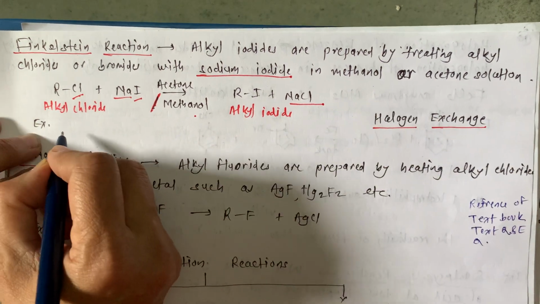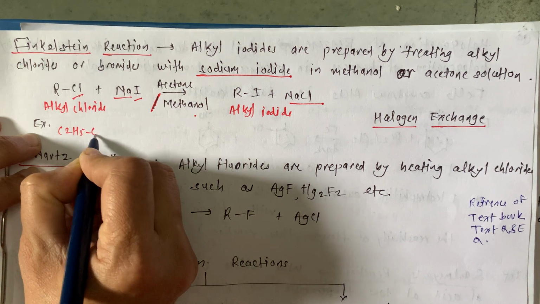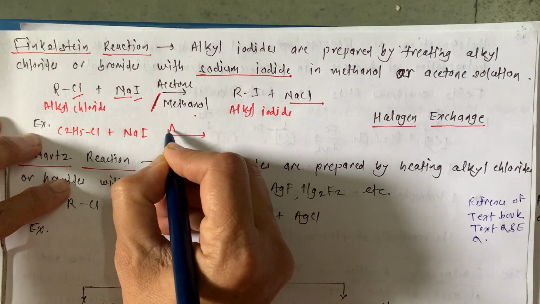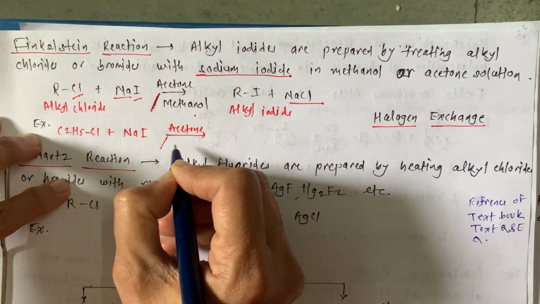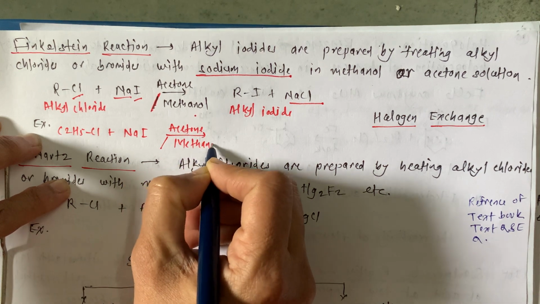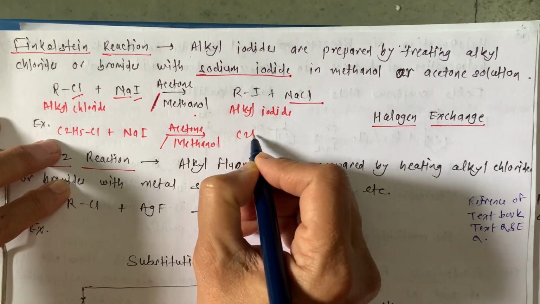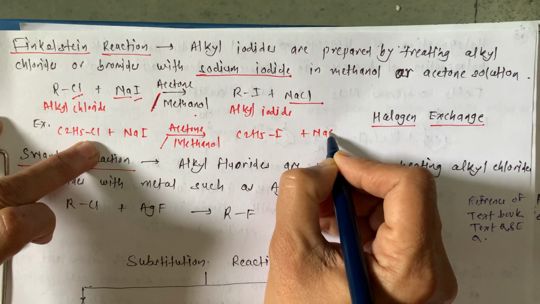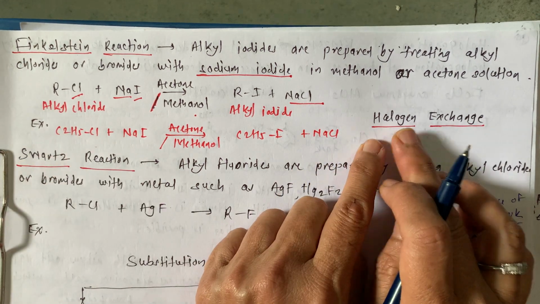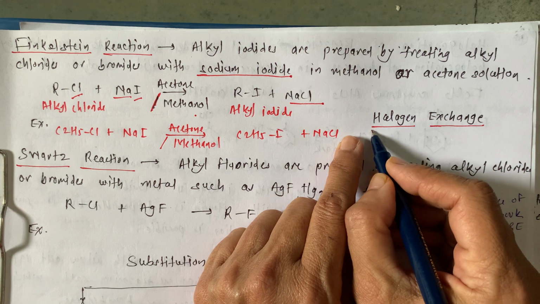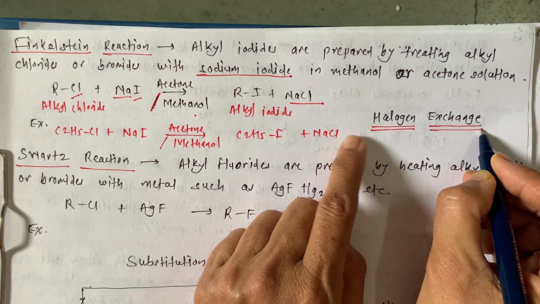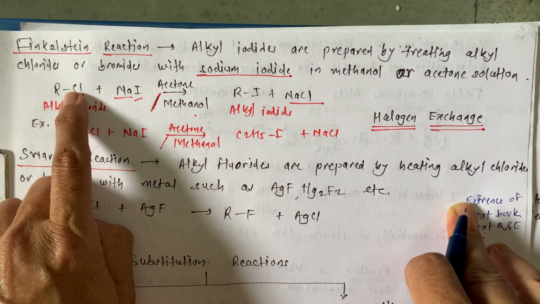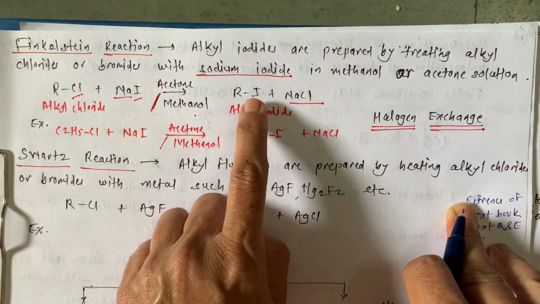So for example, we can take here C2H5Cl reacting with sodium iodide in the presence of acetone or methanol gives you C2H5I, that is ethyl iodide, plus NaCl, and this is known as halogen exchange. What is the basic thing? That is halogen exchange. Chlorine is replaced by iodine, means chlorine is exchanged by iodine.